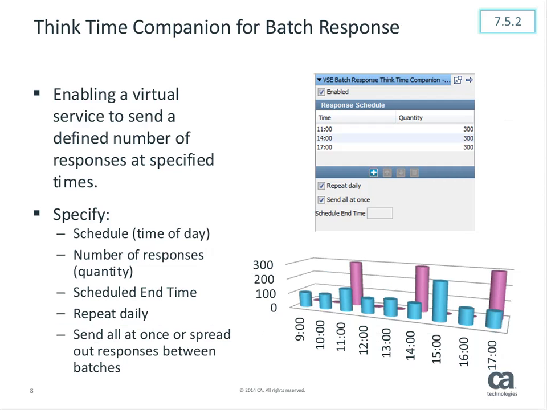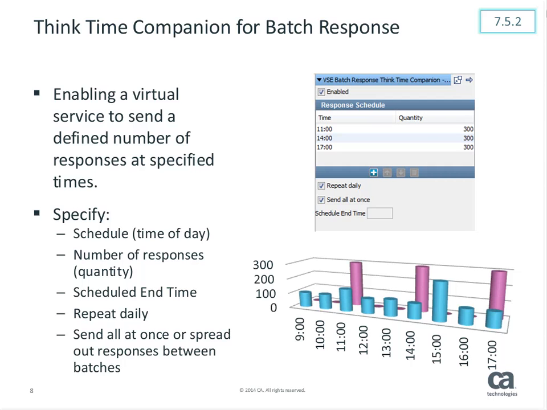I have an example here where you are submitting orders, and perhaps you want to only send the order responses at a certain time of day. So in this batch, you set a number of responses and assign a quantity to that. For example, if you look at this graph below, I have requests coming in at 100 or even more per hour, but only at 11, at 2, and at, I think, 5, we are responding with 300.